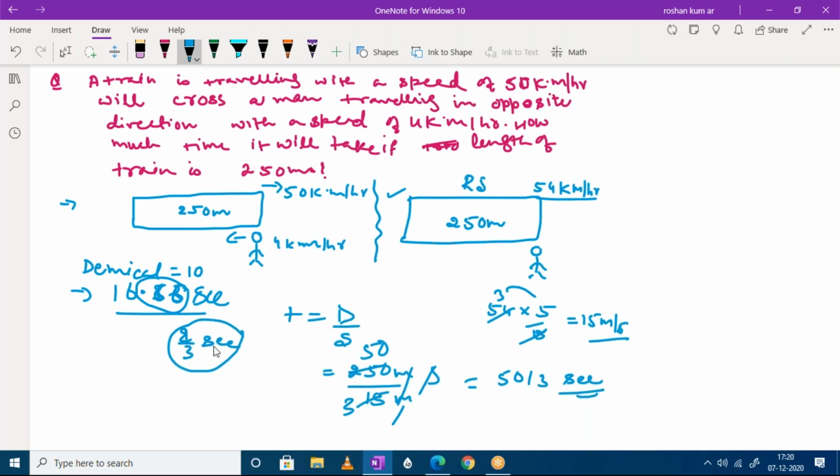But 2 by 3 second, if you want to convert into nanosecond or other units, will not be as good as the one we have done, because here the conversion from hour to minute to second is done by multiplying or dividing by 60. Let me give you one example which will make this clear to you.